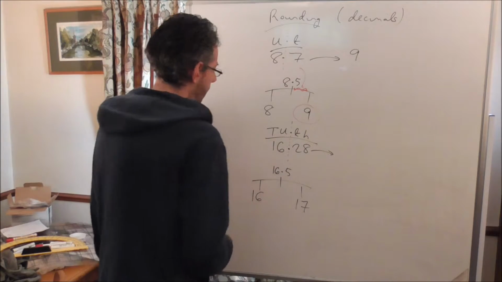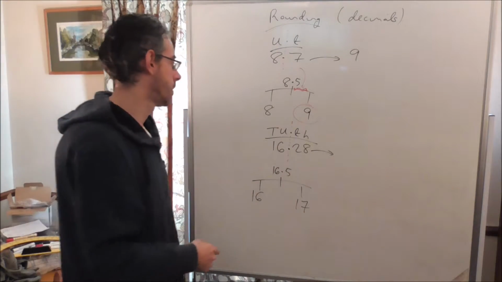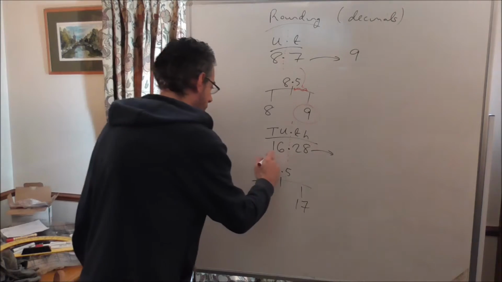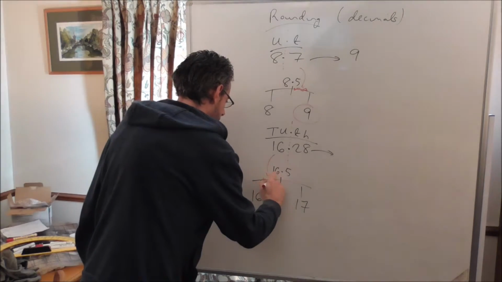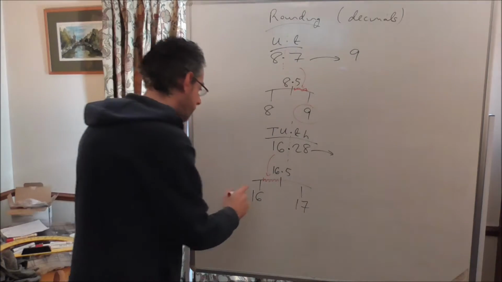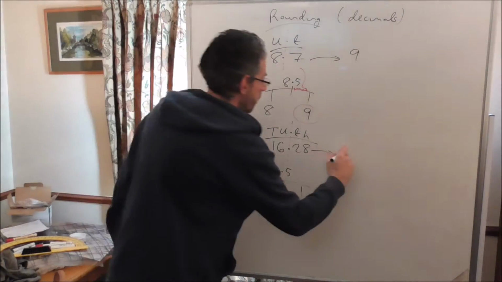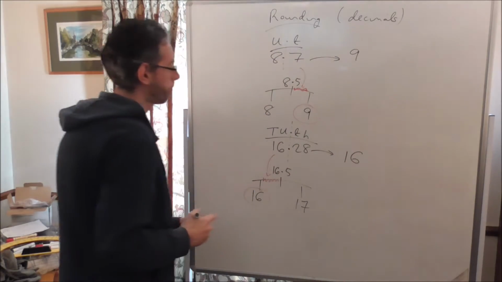Well, up to the dotted line it's the same, but if you look after the dotted line, you've got 2/10 here, but 5/10 here. So our number is smaller than 16.5, so it's here somewhere. So it rounds to 16. It's closer to 16 than to 17. So the nearest whole number is 16.